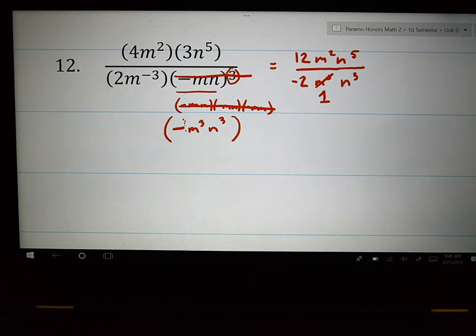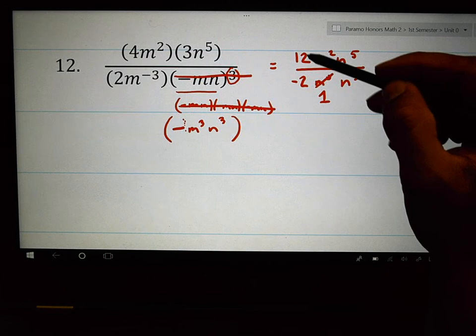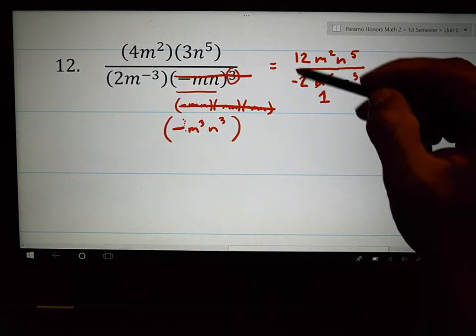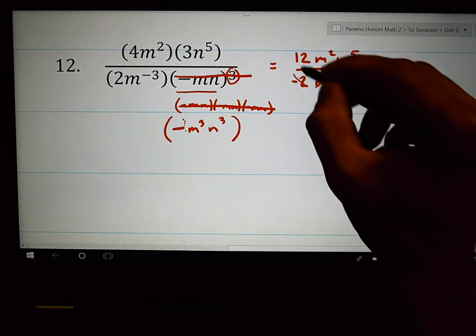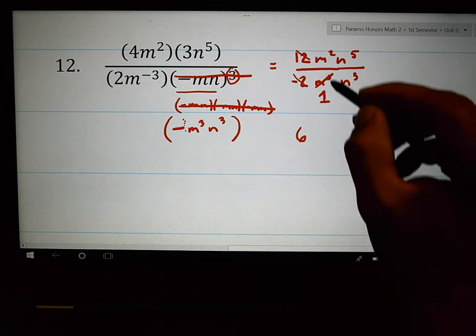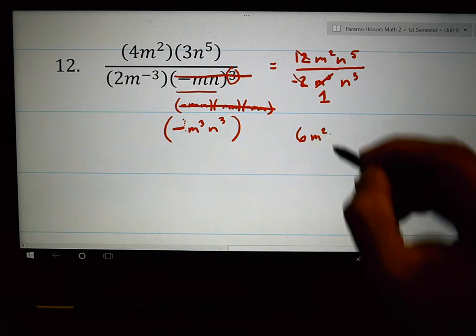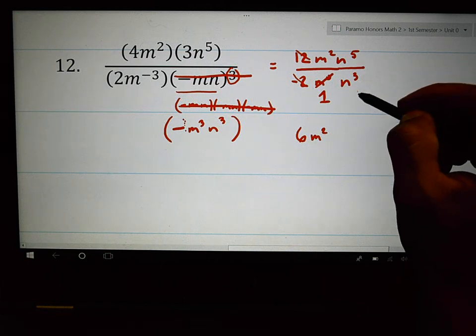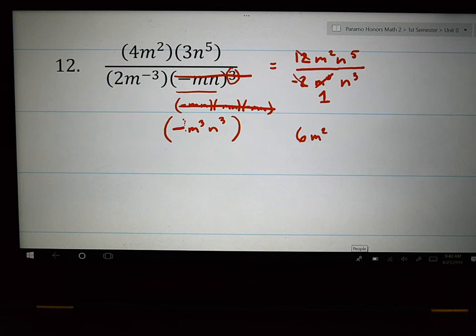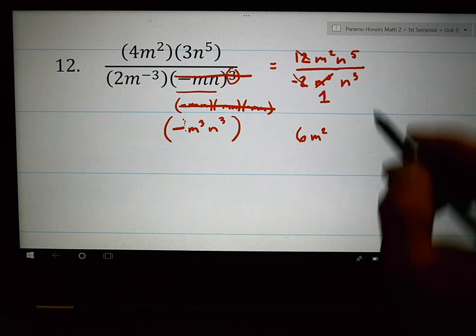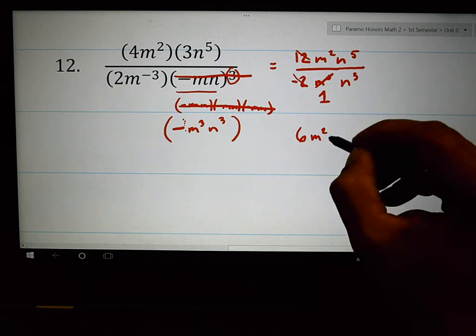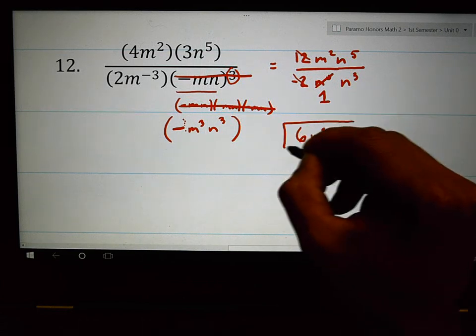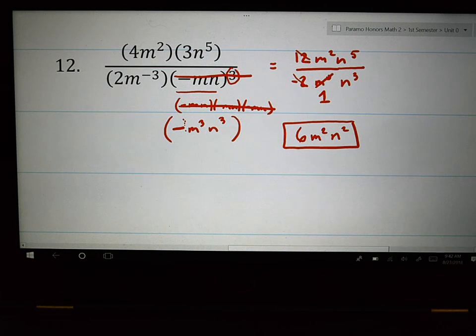And now I'm going to reduce the coefficients. Negative 2 goes into 12 6 times. I have m squared in the numerator. And because I have 3 factors of n down here and 5 factors of n up there, I could subtract 5 minus 3. Or I can just reduce 3 of them with 5 and know that there's n squared in the numerator. There is nothing else in the denominator. I do not need to write over 1. And I go from there.